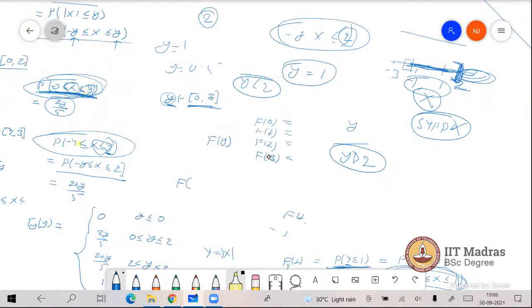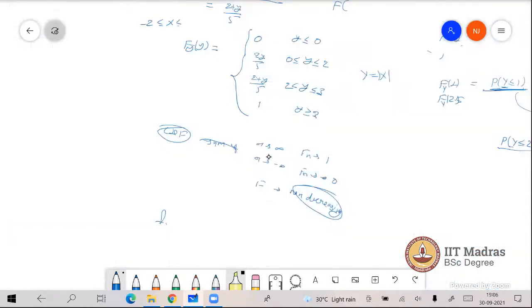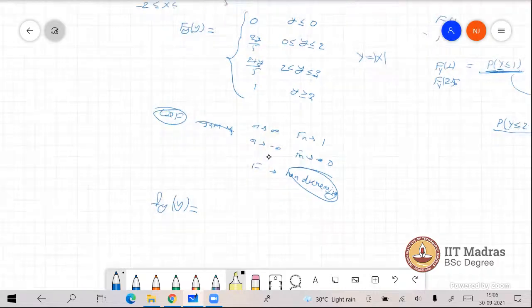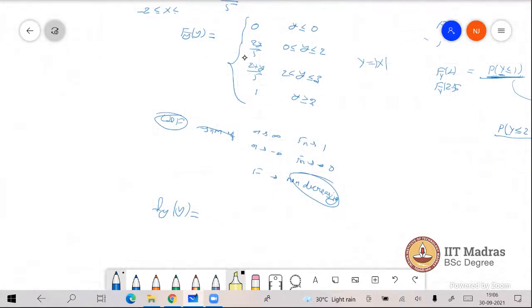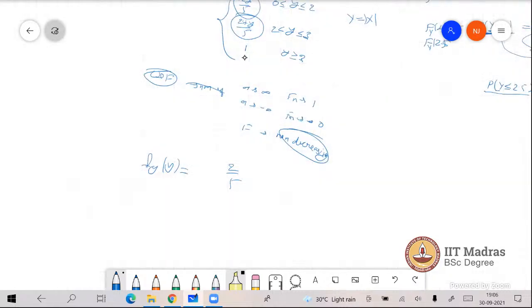Now you have the CDF. What will be the PDF of this? Differentiation. Just differentiation. What is the differentiation of this? This is 2 by 5, 2 by 5. And it will be 1 by 5, right? Yes. And 0 otherwise.